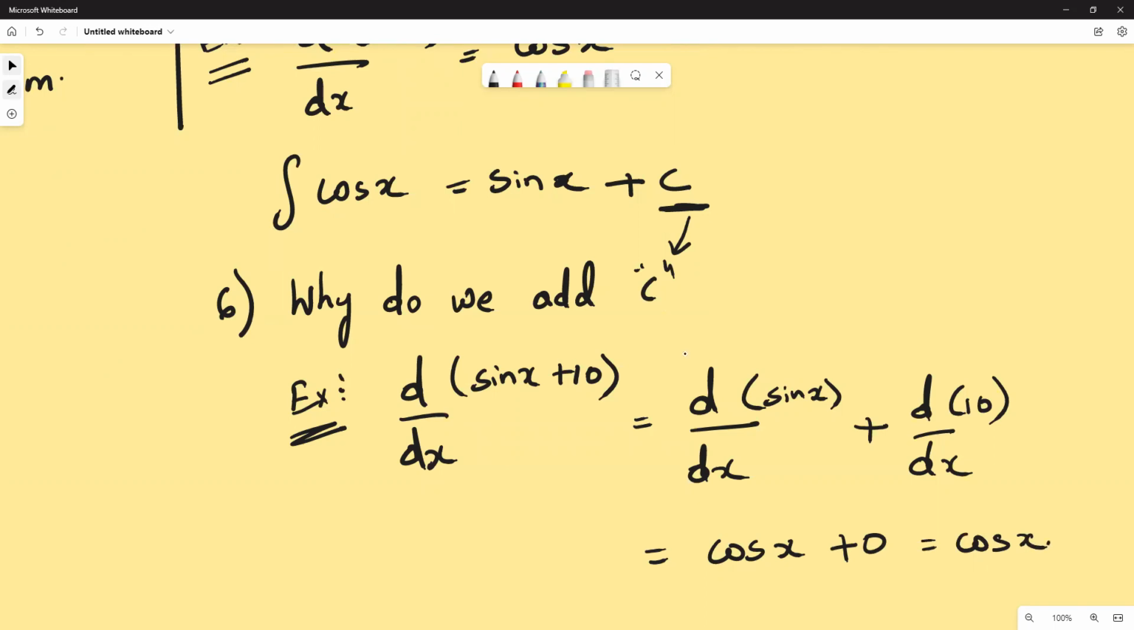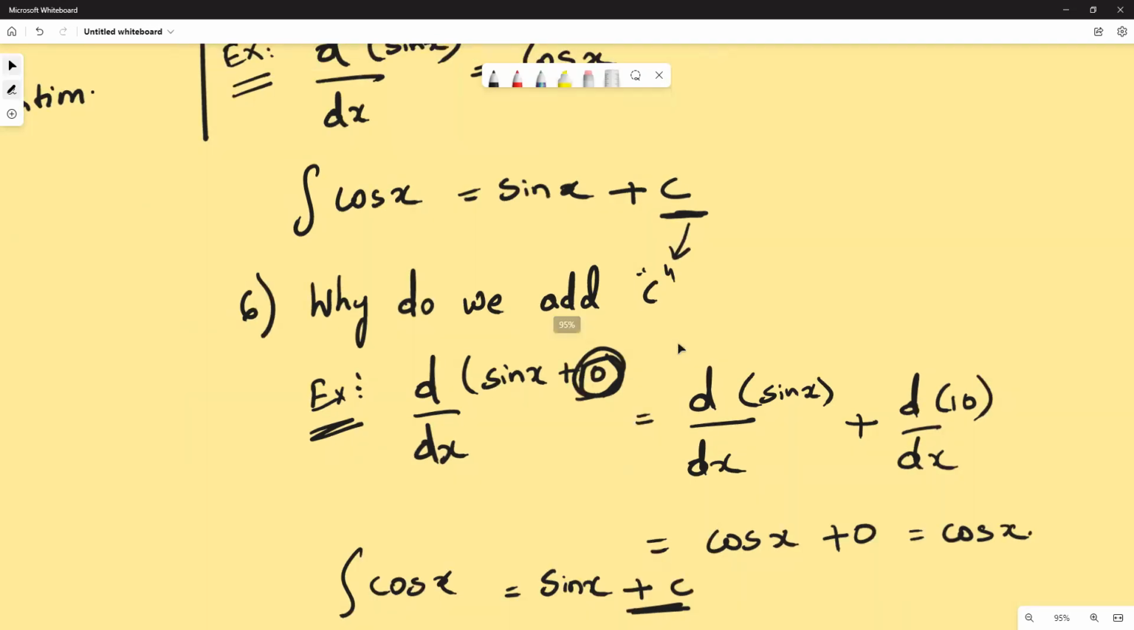But now if I ask you what is integration of cos x in this case, of course you know that it's sin x, but we are missing out this 10. So this 10 is accommodated as a constant and we write a c. Hope I'm clear with that. So why do we add a constant? We add a constant because there may be a value associated with that function in a given problem. That's why we represent it in terms of a constant c.